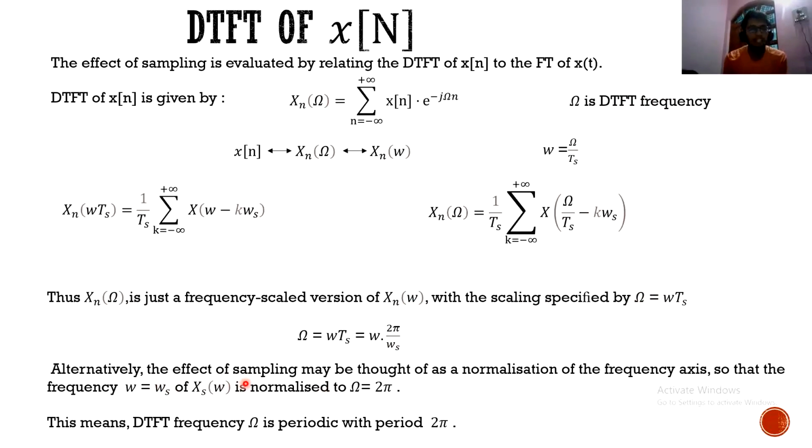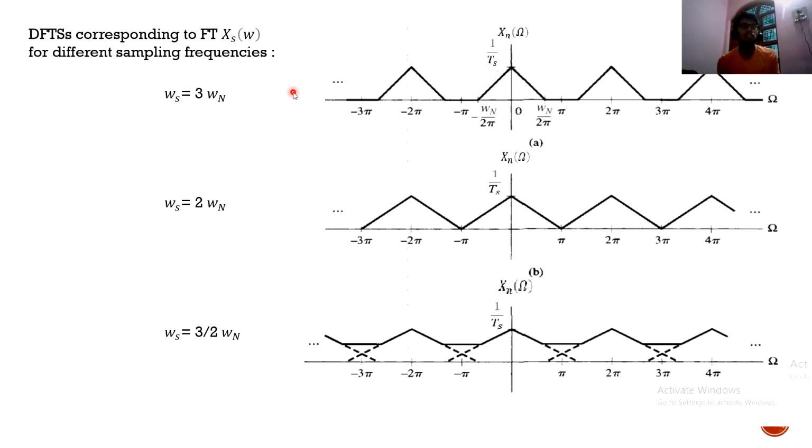Now alternatively, the effect of sampling may be thought of as normalization of the frequency range, so that the frequency of the continuous time signal should be equal to the sampling frequency. It leads to the normalization of this DTFT frequency to 2 pi, so the period becomes 2 pi. So it can be plotted in this way for the corresponding FTs of S omega, as we have seen previously.